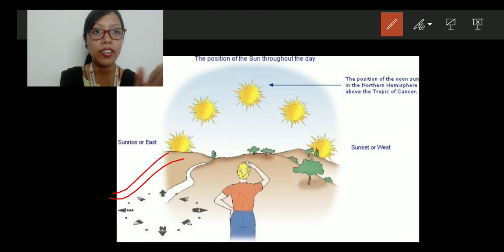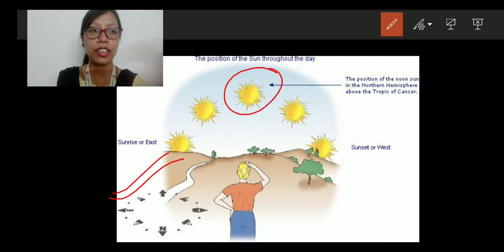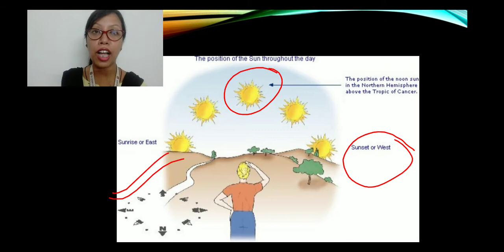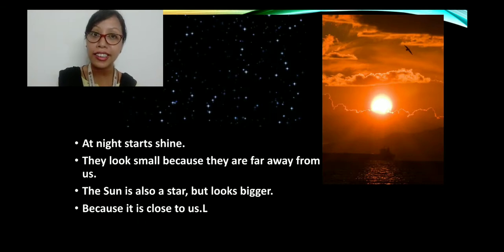Then there is the middle one, it is the noon time, and then we have the west, that is the sunset time. So we have come to know that the sun changes its position from east, then it comes to the west for its setting, that means for sunset. Now let's move towards the night time.